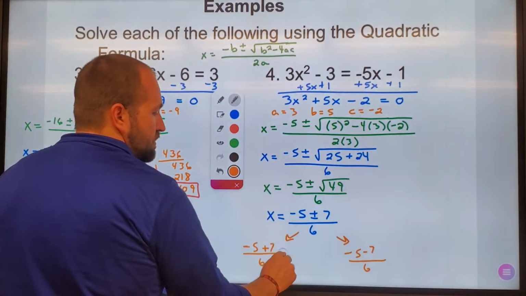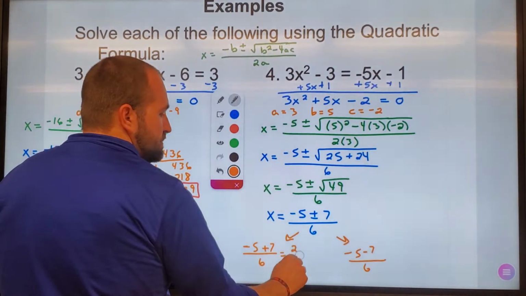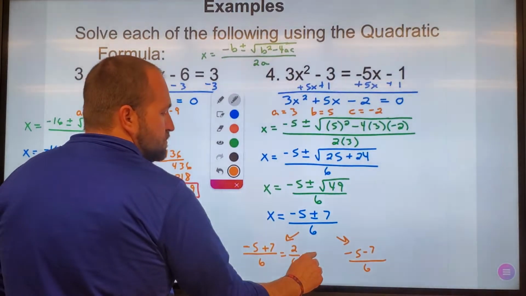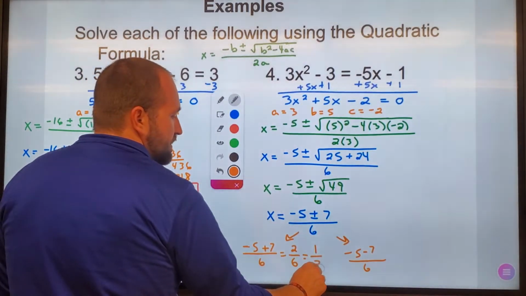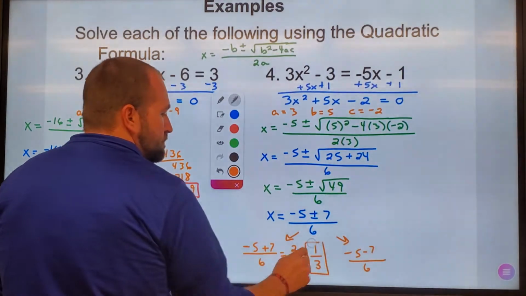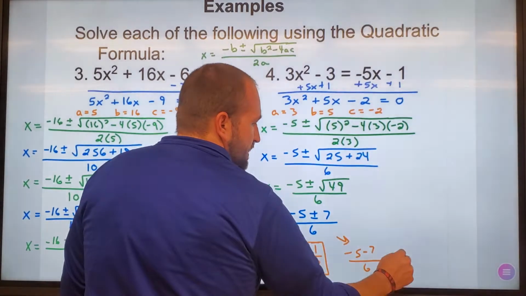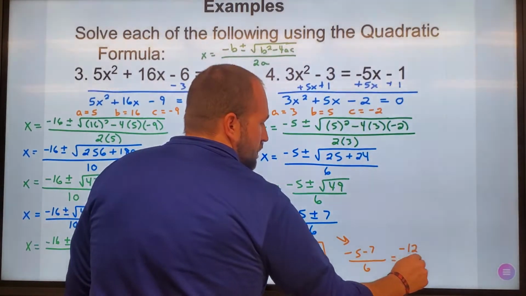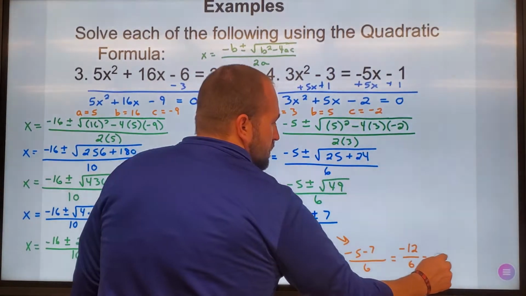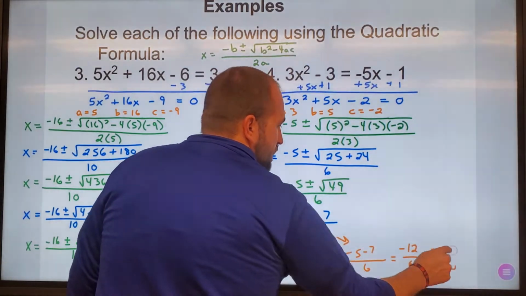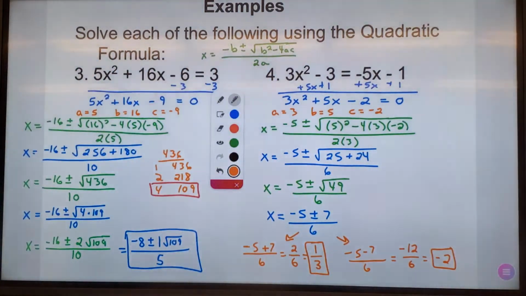-5 plus 7 is 2 over 6, which reduces to be 1/3 if I divide top and bottom by 2. Over here, -5 minus 7 is -12 over 6, which reduces to be -2. -12 divided by 6.